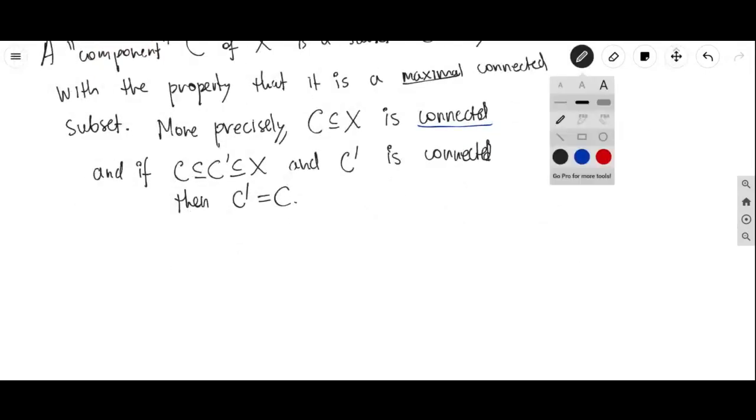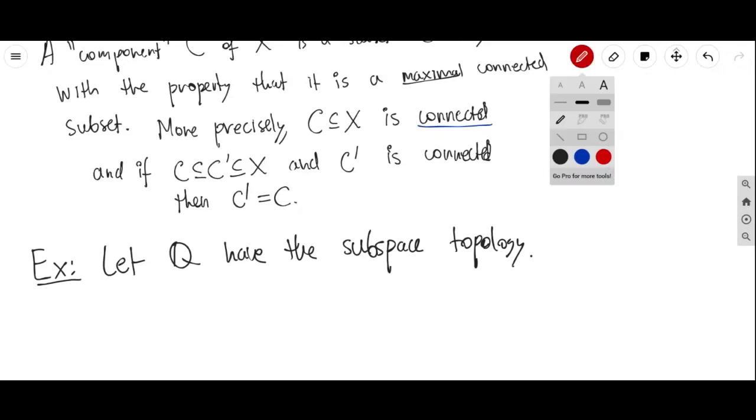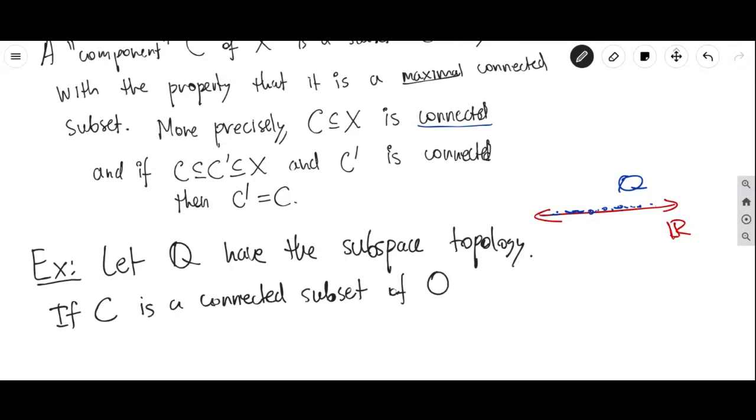So let me give you an interesting example. Let Q have the subspace topology. So here's a picture. Here's the real line. And Q is a subset of the real line. So it's just a bunch of scattered points that get close to each other as much as you want, but they're just a bunch of scattered points. So this is Q. So before we say a connected component, let's just pick a connected subset. If C is a connected subset of Q, then C must be an interval, right?